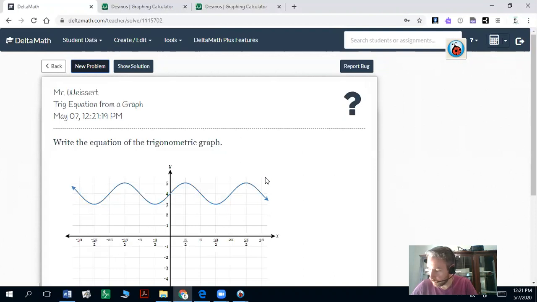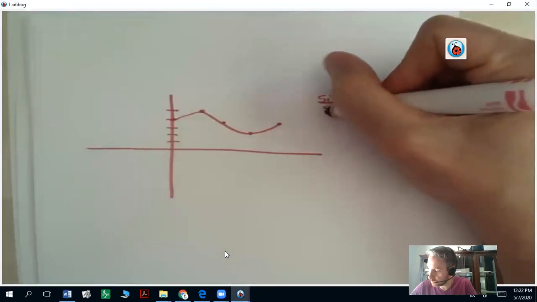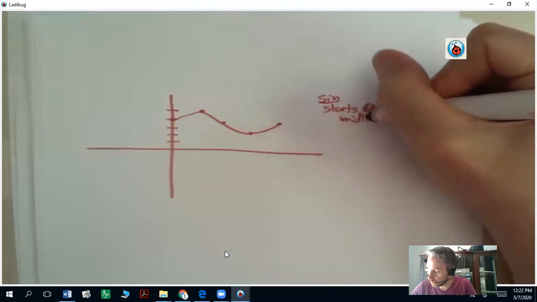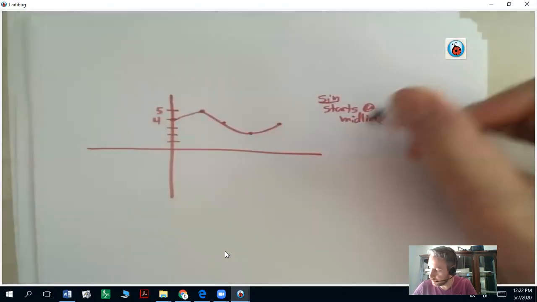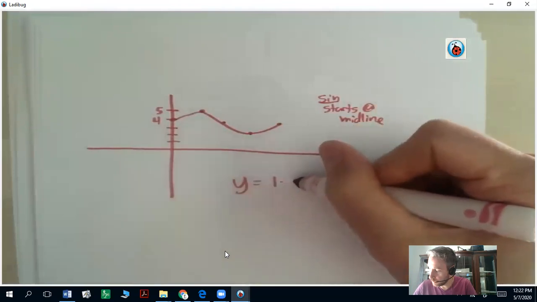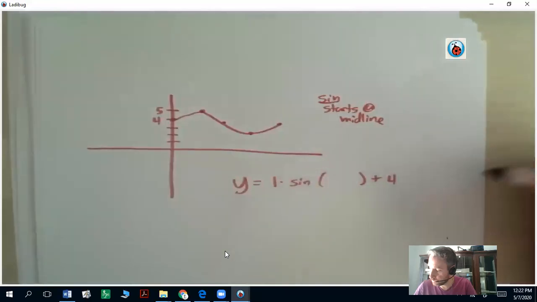Looks like it starts at 4. That's the midline. Goes up to 5. So if it starts at the midline, it's going to be sine. And that midline is 4. It only goes up to 5, so its amplitude is going to be 1. So it's going to be y equals 1 sine something x plus 4.